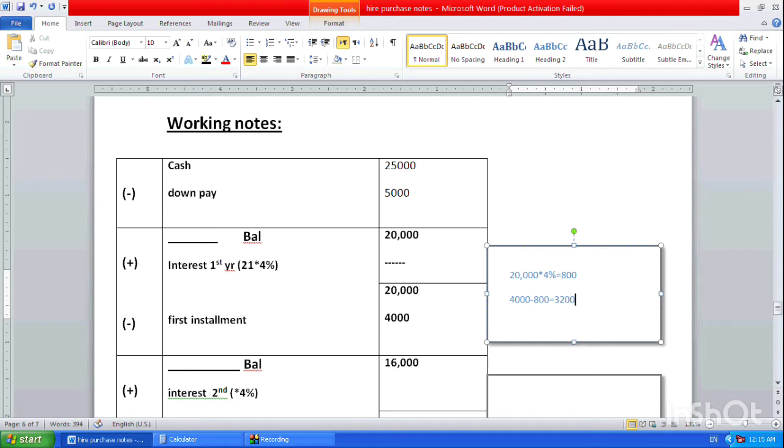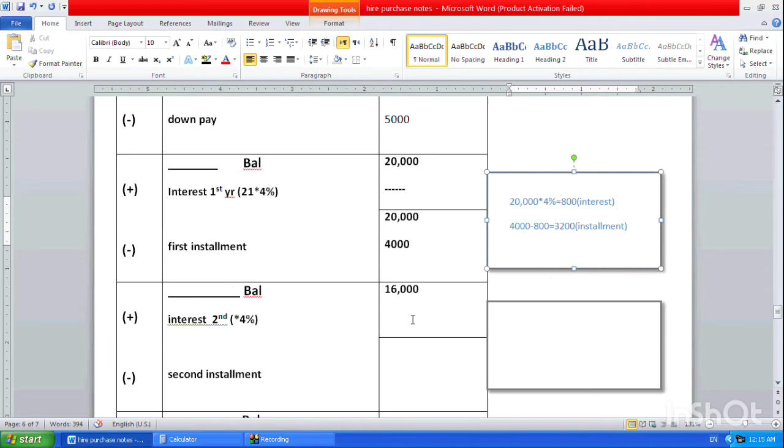Okay, so 3,200 we got as the installment, 800 as the interest, and this interest is already included in the installment. Okay, right here in the working note it is for installment purpose only. Okay, now go for second.